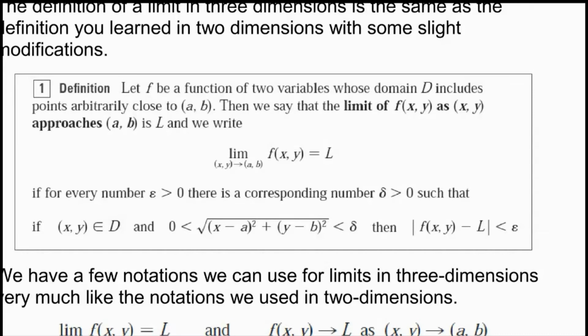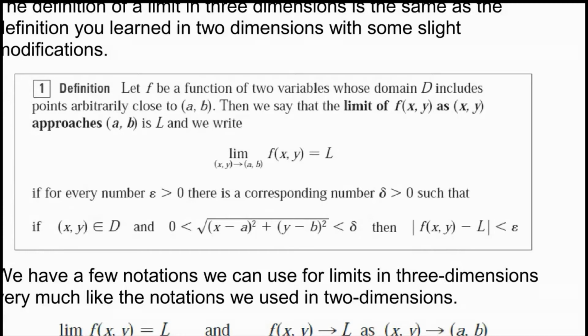I'm not going to break down all of the notation here, but you can see we're talking about the same thing, where this time when we talk about the delta, we're talking about the difference in the x and the y values. And when we talk about the epsilon, we're still talking about the difference in the function values.